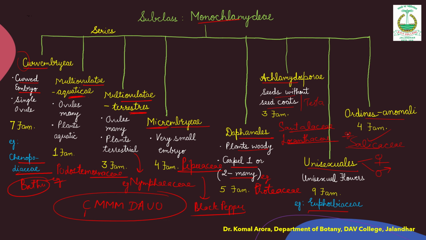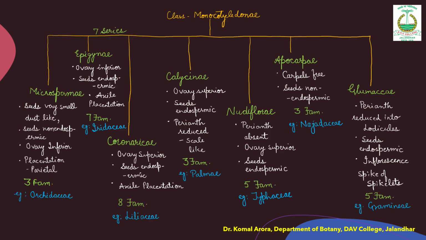Now, this was the first group, dicotyledons. Coming to the second group, that is monocotyledons, means there is a single cotyledon present in the seed. Here we have 7 series. Again, you have to remember the sequence of the series. So it is easily remembered as mech, neg, mech, neg. This is the order. You can make some mnemonic for this.